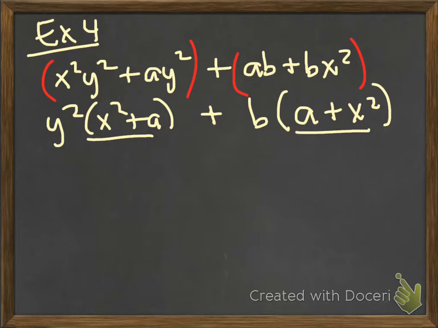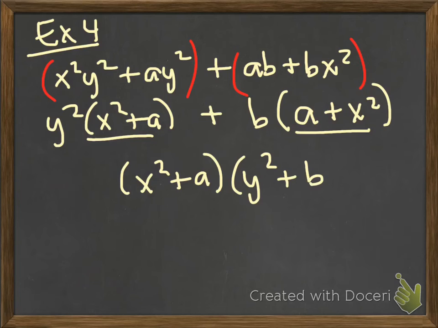Okay, these are really the same thing. They're just backwards. So we'll just write down x squared plus a. And then what's left over is y squared plus b. And there isn't any difference of squares, so we're done.